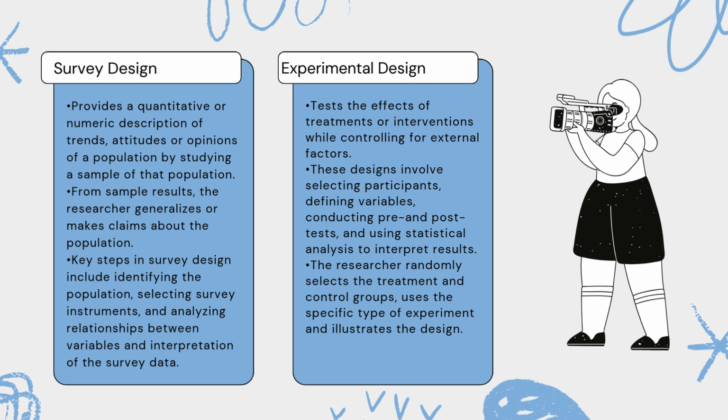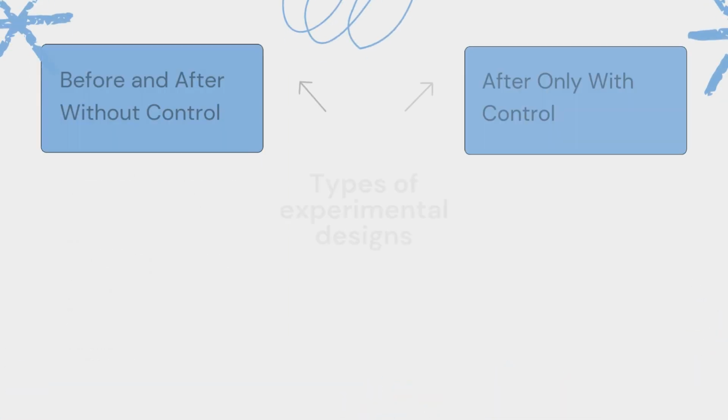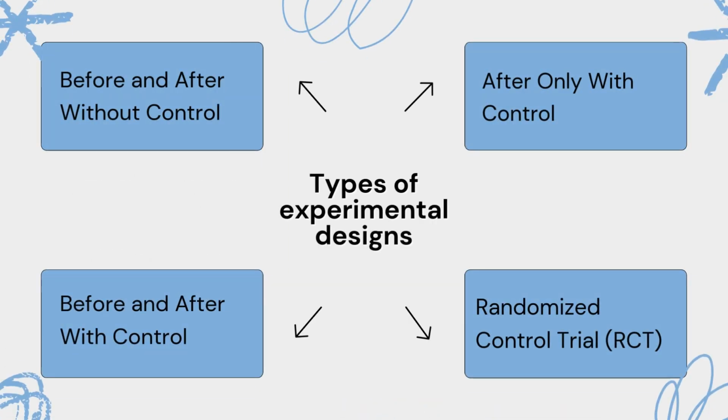Experimental design, on the other hand, are used to test hypotheses of specific treatments or intervention while controlling for external factors. This involves selecting participants, defining variables, and using statistical analysis to interpret the result. There are several types of experimental designs, including before and after without control, after only with control, before and after with control, and randomized control trials.